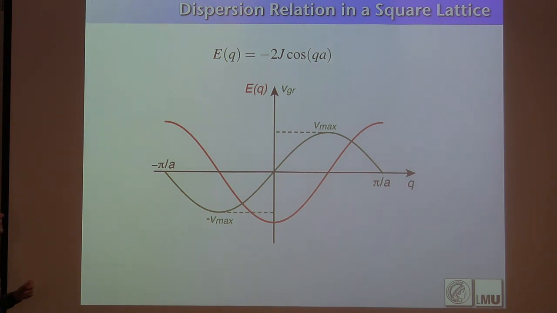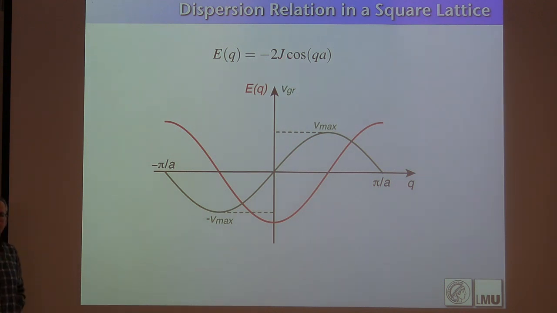And the group velocity is nothing other than the derivative of the dispersion relation with respect to Q. Now, I didn't derive that. Again, it's in the slides I have in the back of my talk for you. The dispersion relation for the lowest energy band in this lattice that we saw has this form: minus 2J cosine QA. Q was this quasi-momentum, remember, this phase shift term, QA.